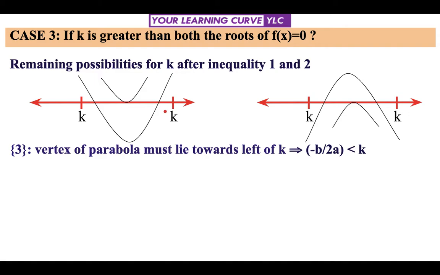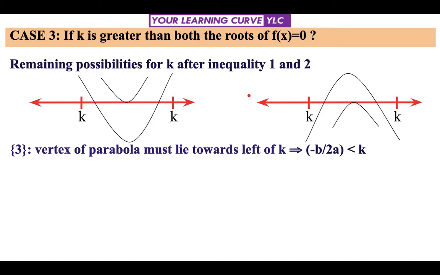Remember, if we are ensuring that the vertex of the parabola is less than k, it means the vertex will be somewhere towards the left, and since we have ensured that k is outside the roots, then this parabola cannot cut the x-axis like this. It has to cut before k only, because k is outside the roots. So this inequality ensures that k lies towards the right side of the parabola.